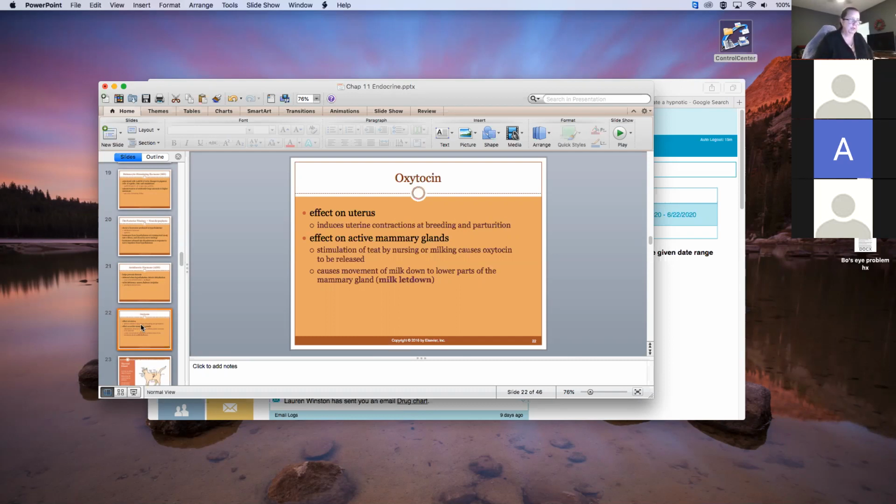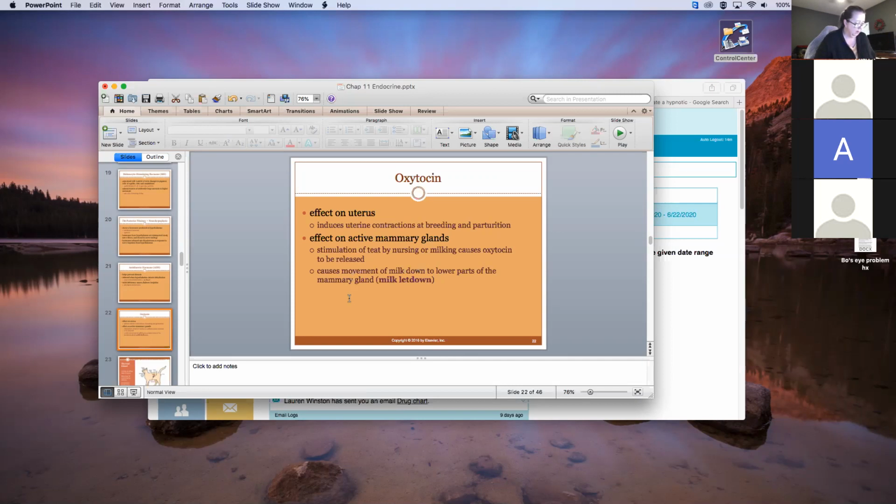But oxytocin, normally it's stimulation of the teat that causes that, but there can be some nervous impulses that cause it to happen as well. Okay, so we've got 10 and 11.